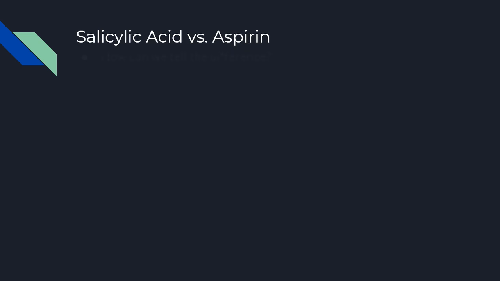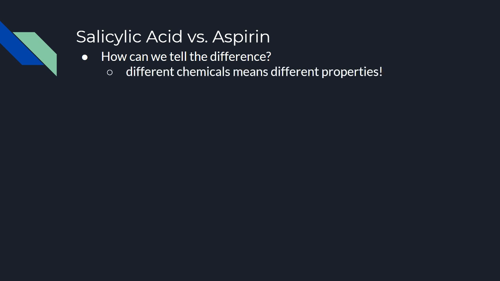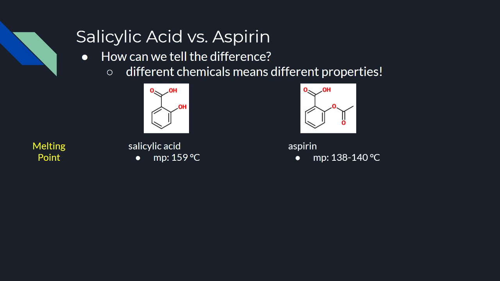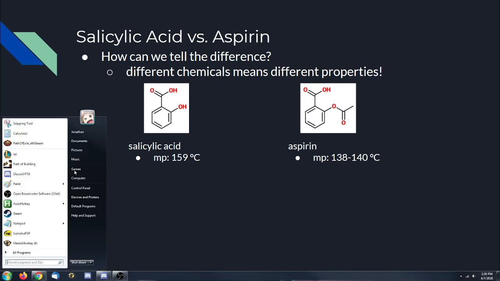In terms of looking at these two, how can we tell the difference? Well, it should make sense. Different chemicals means that they have different properties. So again, here are the two chemicals. On the left we have salicylic acid, and on the right we have aspirin. We can use something called a melting point. Remember when solids turn into a liquid? So on the left here, salicylic acid has a melting point of 159 degrees. And on the right, we have aspirin, which melts fairly lower, maybe about 20 degrees lower, 138 to 140.